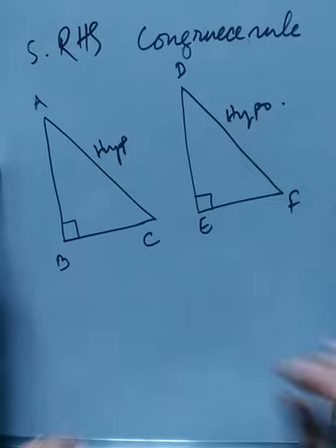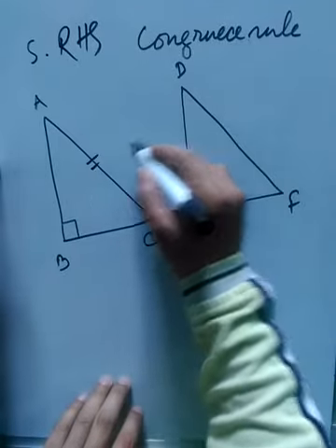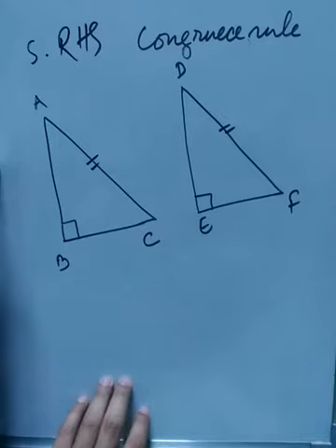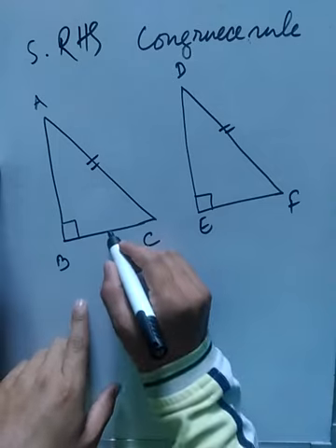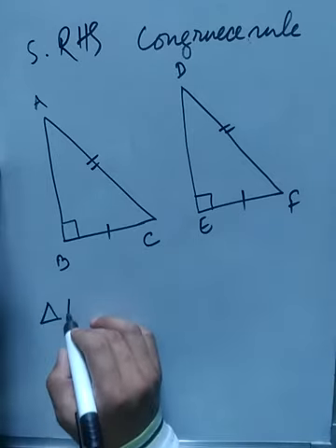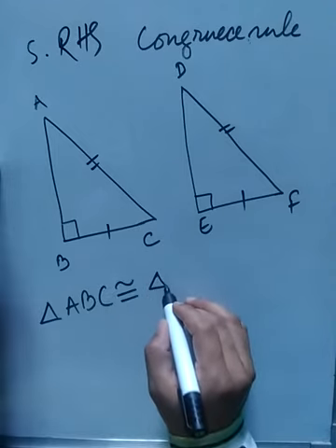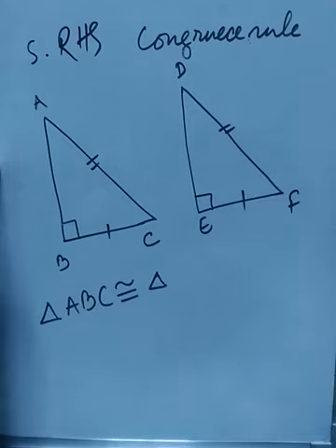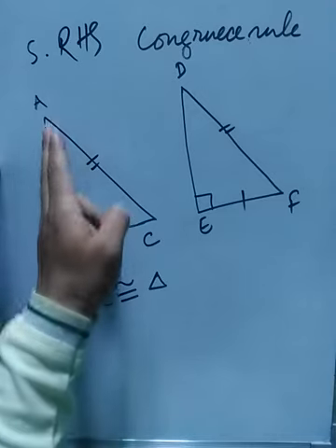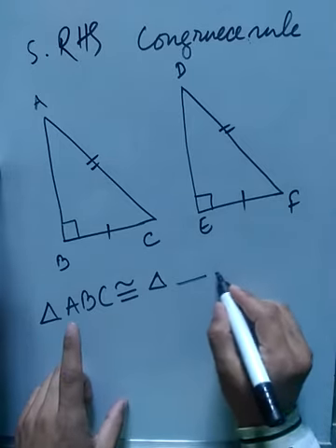Okay, now these hypotenuses are actually equal. It's nothing wrong, you can just mark. Okay, and this side is equal to this side. Now triangle ABC is congruent to triangle. Okay, see properly here. Once I have written here ABC. 1 2 3.